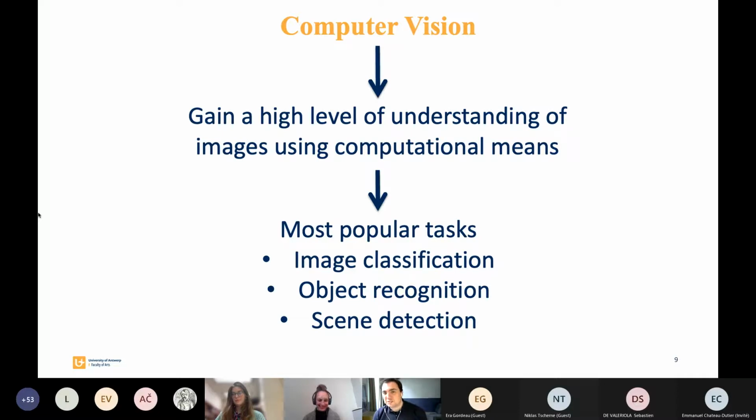But as I see it, computer vision is basically a field in the computer sciences that tries to gain a high-level understanding of images using computational means. And this high-level objective is divided into multiple tasks. One of the most common tasks in the field of computer vision are image classification, object recognition, and scene detection. There are other tasks, but I think these are the most prominent ones.